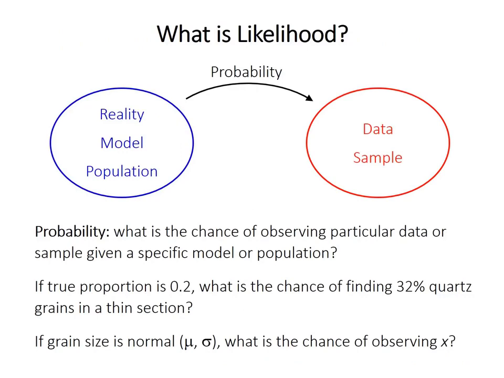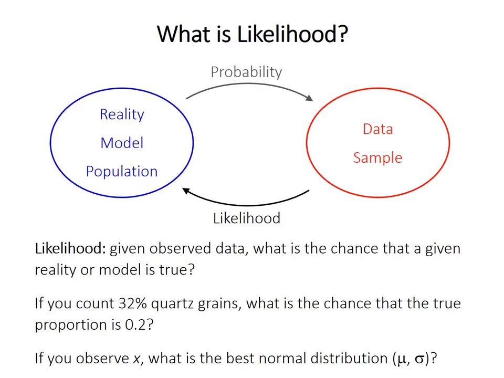So to introduce the concept of likelihood, let's first think about probability, which you've heard about before in this class. For probability, we can assume that we know something about the underlying reality, or the true model, or the overall population, for example. We can then ask, what is the chance of observing this particular data or sample given that known reality? So for example, if the true proportion of quartz is 0.2, what is the probability of finding 32% in one particular sample? Or likewise, if grain size has a normal distribution with some known mean, mu, and some known standard deviation, sigma, what is the probability of observing some set of data, x?